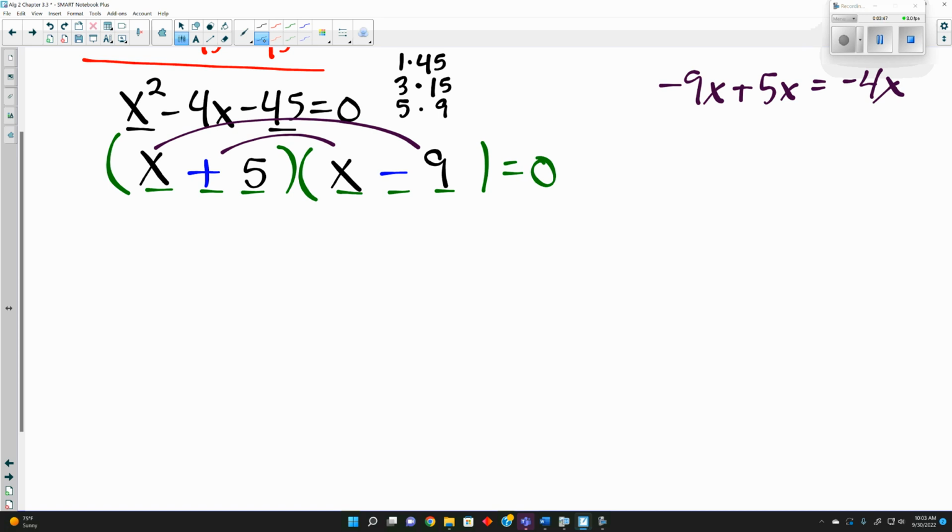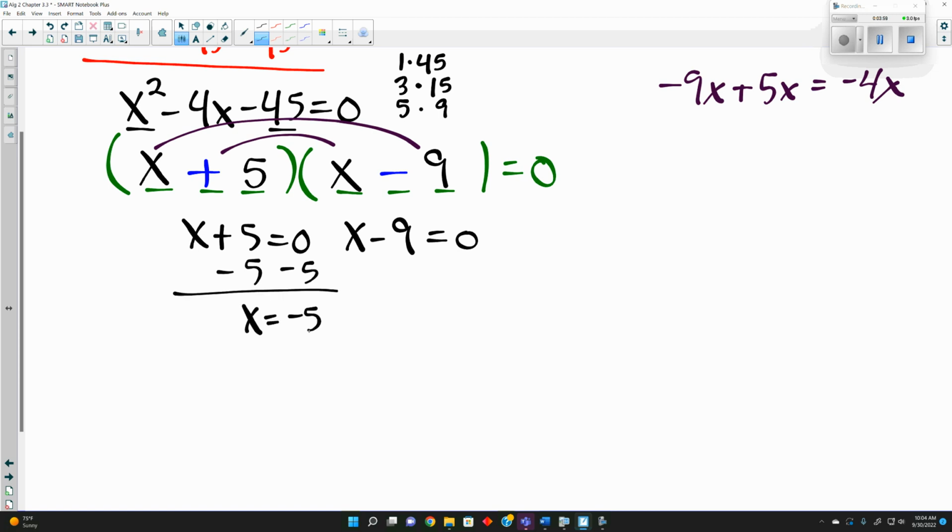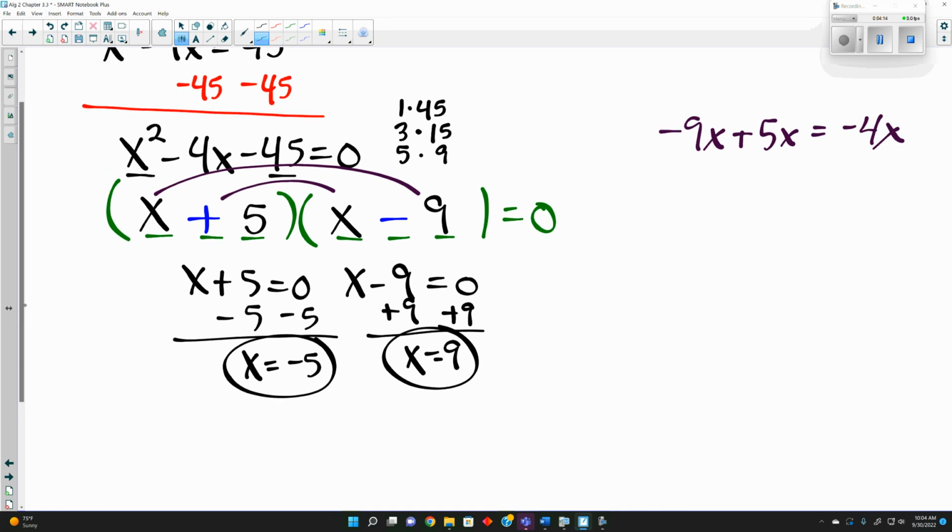Then we can set both of these equal to 0 because of our zero product property. Well, x plus 5, so here we would subtract 5, telling us x is negative 5. Here we can add 9 to both sides, telling us x is equal to 9. And that would be it. Those would be our answers. Questions on this here?